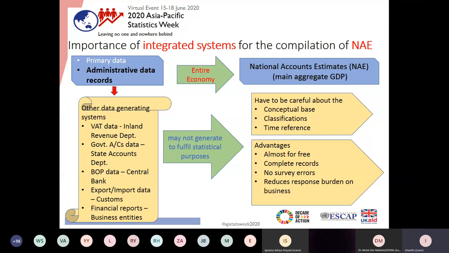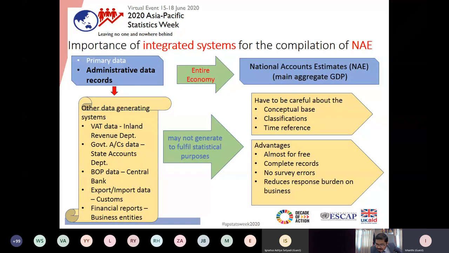However, these administrative data have not been generated to fulfill statistical purposes. Therefore, when the NSO is going to use them for statistical purposes, it has to be more careful about the conceptual base, classifications, and the time reference. In addition, this data carries more advantages. Those data are almost free, and they are complete records, with no survey errors. In the compilation process, the DCS heavily relies on these administrative data records.